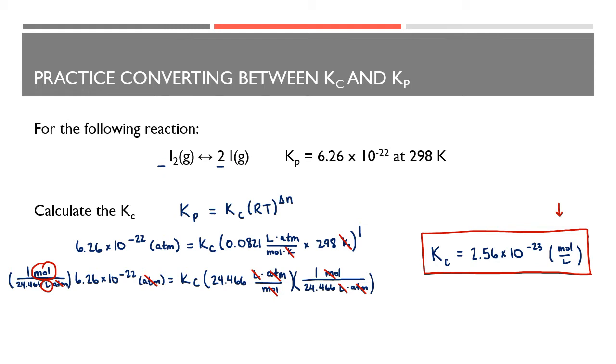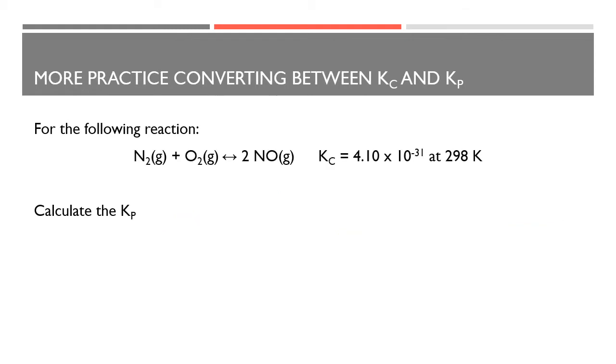In the next problem, we're going to be solving for Kp. So we have the reaction N2 plus O2 in equilibrium creating 2 molecules of NO. The Kc we know is 4.10 times 10 to the negative 31st, and this is at 298 kelvins. So I'm rewriting my equation here: Kp is equal to Kc times RT to the power of delta n. So I'm solving for my Kp.